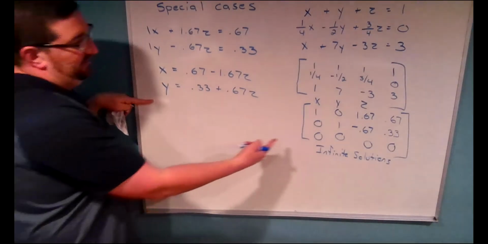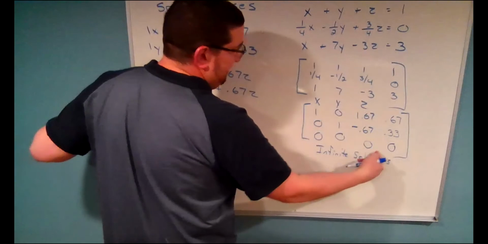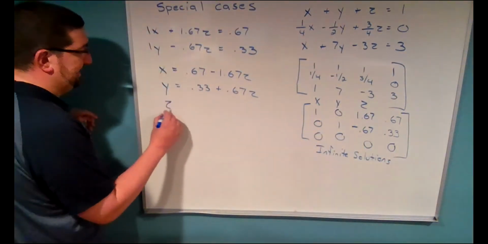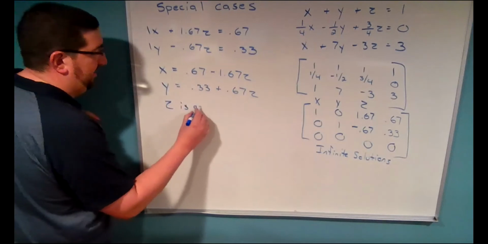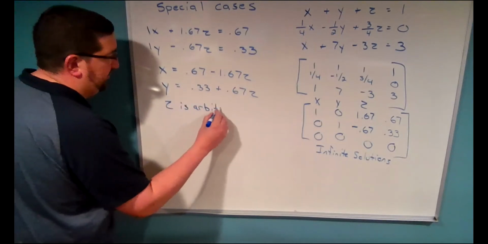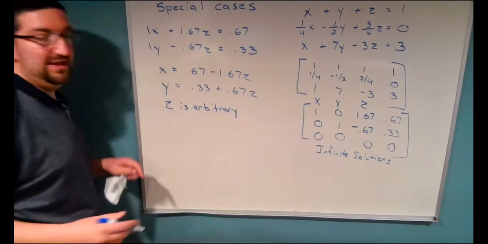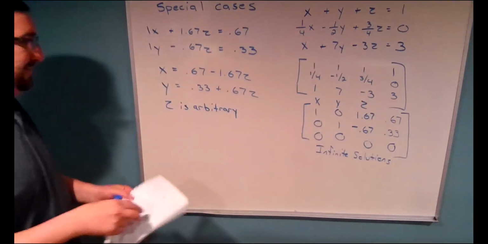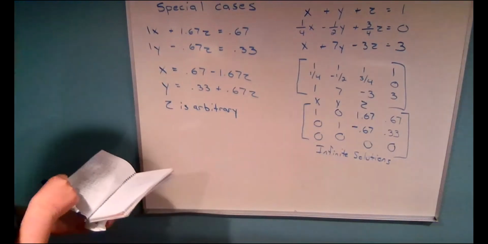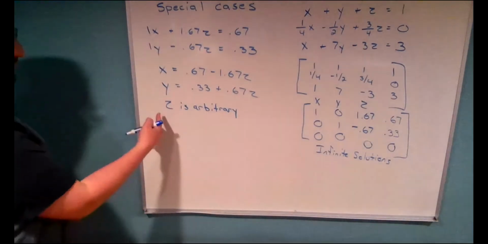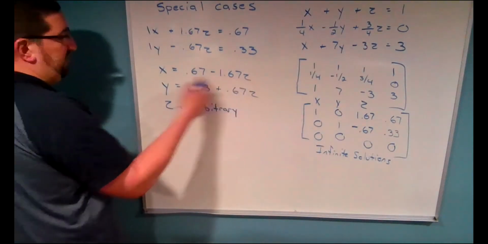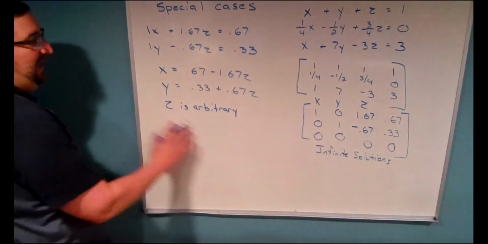So we have an x and we have a y, but we don't have a z. As you can tell from here, our z column didn't have that 1 in it. So what they say here is that z is arbitrary. Okay? Z is arbitrary. What that means is that z can be any number. That's where the infinite solutions would be. So if you picked any number z and plugged it in to the x and the y equation, it would work.